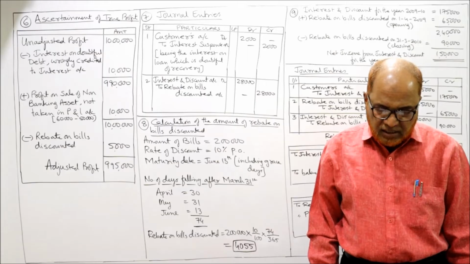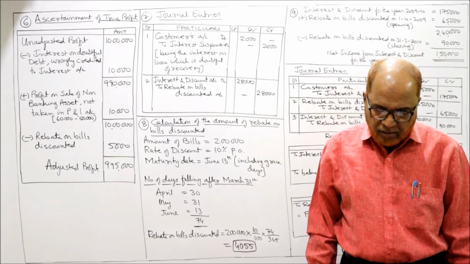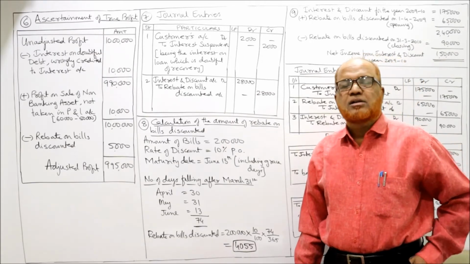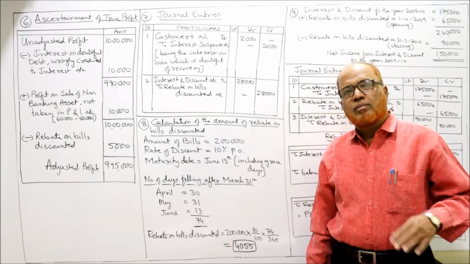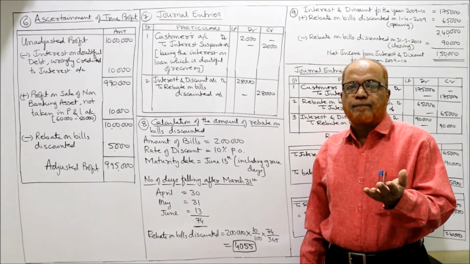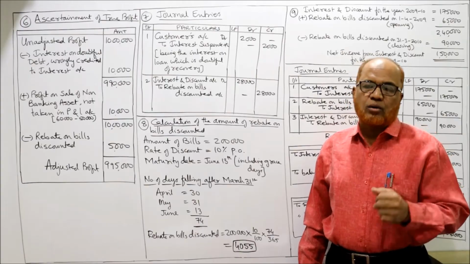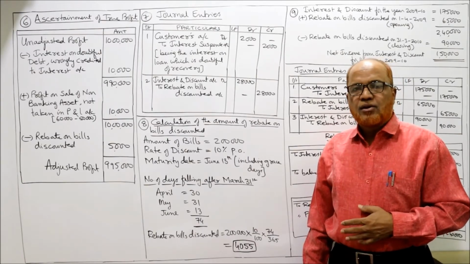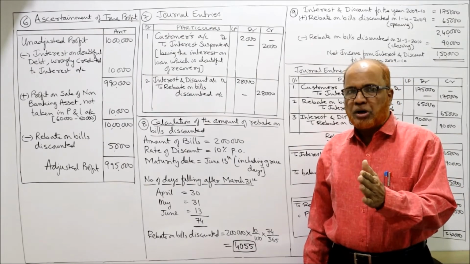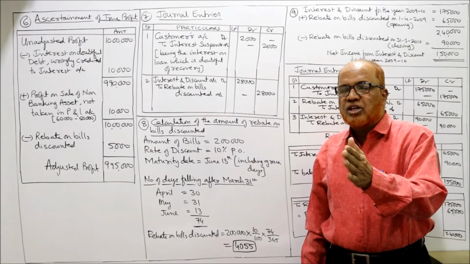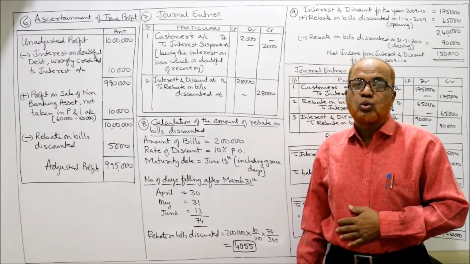All these bills are discounted at 10% per annum. Calculate the rebate on bills discounted. In this problem, we have to find out how much is the rebate on bills discounted, or unearned discount, that we have to calculate. We are closing the accounts on 31st March and the bills are going to mature on 13th June.